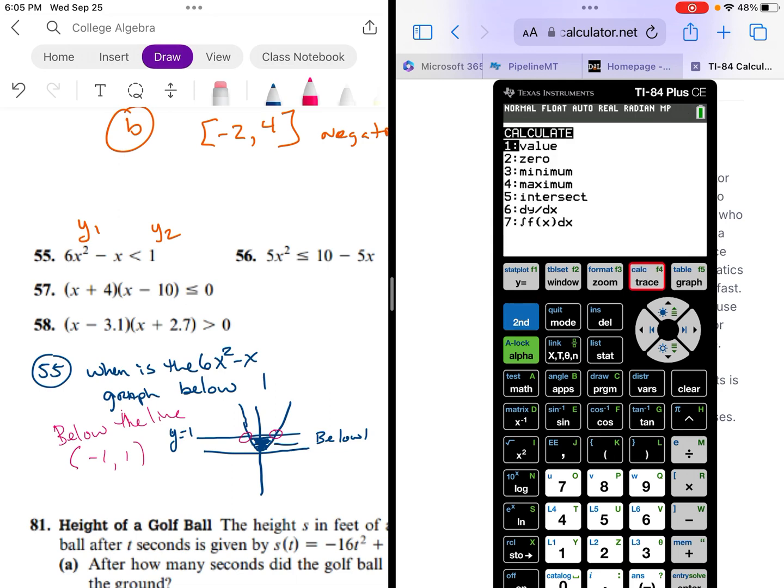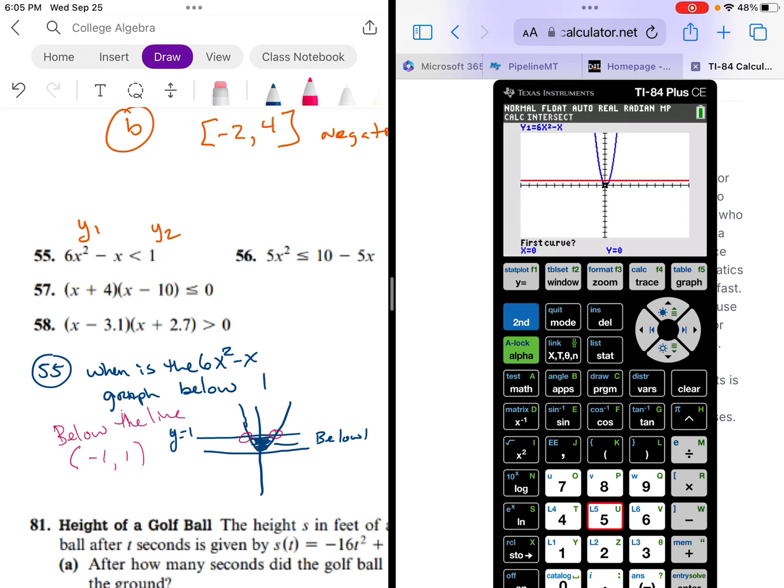We're going to press second trace, and we're going to do option number 5, the intersect button. And now this is where I want to say, okay, what's my first curve? I'm going to arrow my cursor to a little bit above the red line and press enter. Then arrow it down below. Let's see, is that down below? Here we go, that's going down below. All right, that's below. I hit enter, and I tell it to guess.